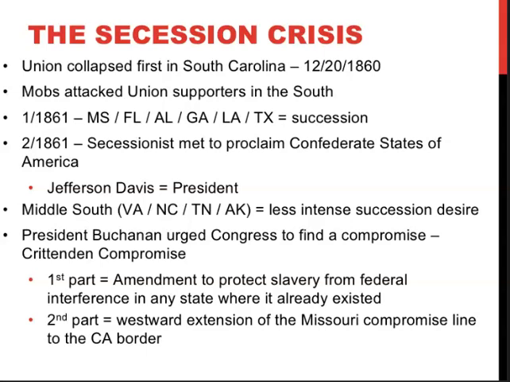President Buchanan, who was the president at the time, urged Congress to find a compromise. So they tried the Crittenden Compromise. The first part was an amendment to protect slavery from federal interference in any state where it already existed. The second part had to do with westward extension of the Missouri Compromise line all the way to the California border. So that was the Crittenden Compromise, to have an amendment that would protect slavery from the federal government getting involved and extend that Missouri Compromise line that we have talked about. Obviously, we know that the Crittenden Compromise isn't going to work.